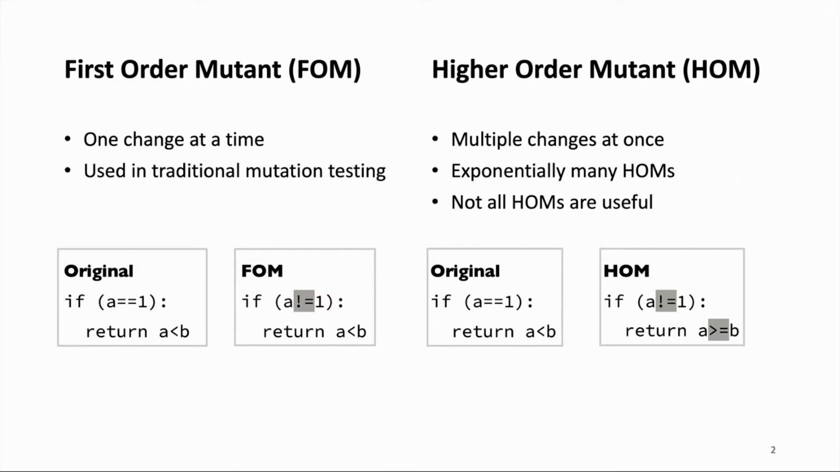Higher-order mutants are not commonly used by practitioners or researchers, largely because there could be exponentially many higher-order mutants if we combine first-order mutants randomly, and studies have shown that not all higher-order mutants are useful because some of them might be easier to kill than first-order mutants.